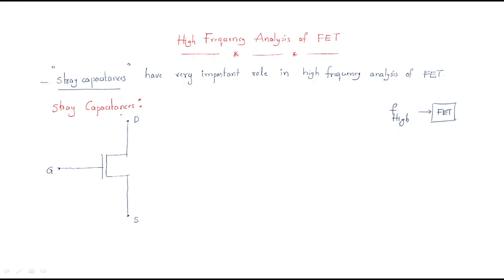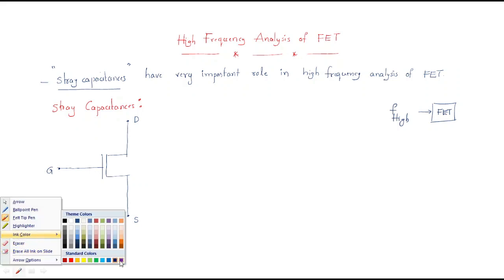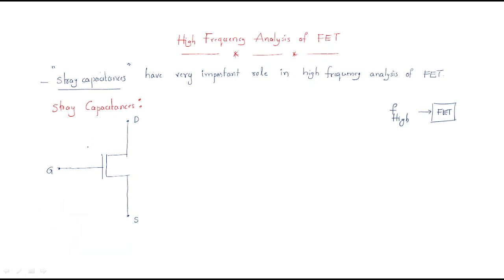Due to the potential differences, when a high frequency signal is applied, it has a stray capacitance. Stray capacitance means the capacitance between the gate and drain, the capacitance between the drain and source, and the capacitance between the gate and the source. So this capacitance is known as CGD, that means capacitance between gate and drain, CDS, capacitance between the drain and source, and CGS, capacitance between the gate and source.